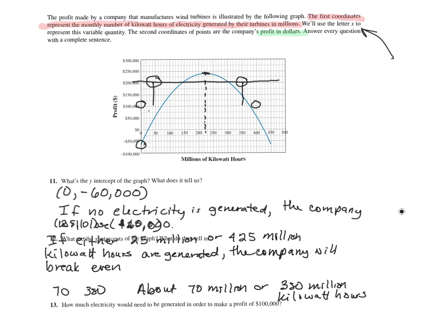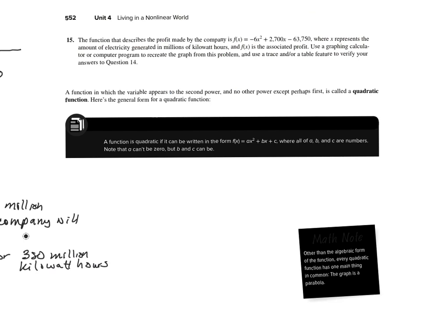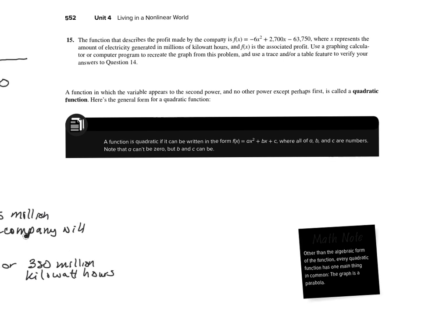All right. Next page. Says a function that describes the profit made by the company is f of x equals negative 6x squared plus 2,700x minus 63,750, where x represents the amount of electricity generated in millions of kilowatt hours and f of x is associated profit. It says use a graphing calculator or computer program to recreate the graph from this problem. Use a trace and/or table function to verify your answers. Now you can go to the Desmos app on your phones and you can do that. Just make sure that your window is appropriate. And again, we generally looked at the previous graph generated on page 551 to help us with our window.